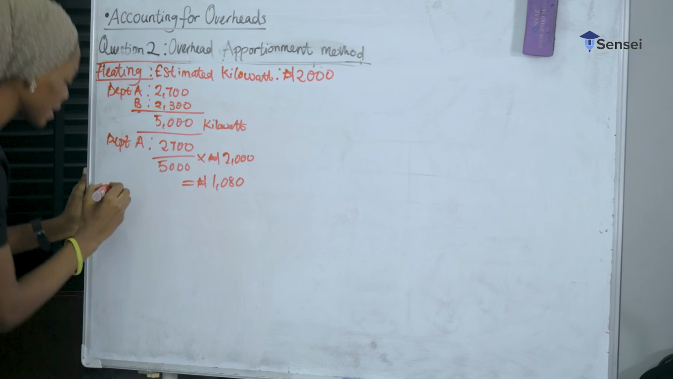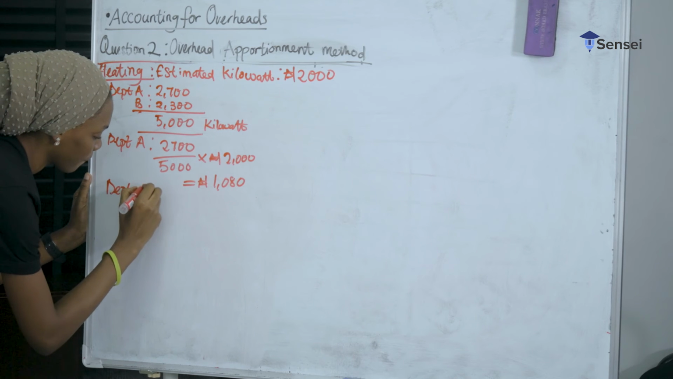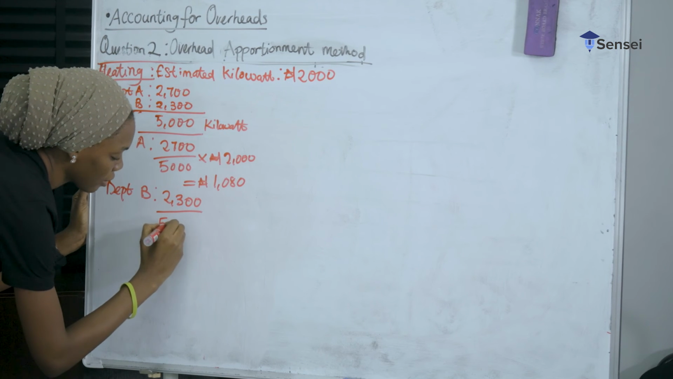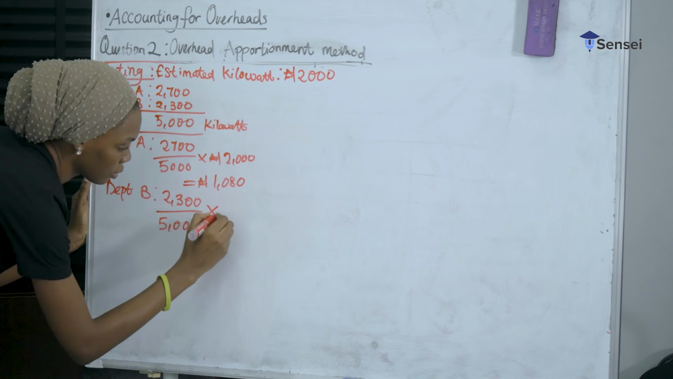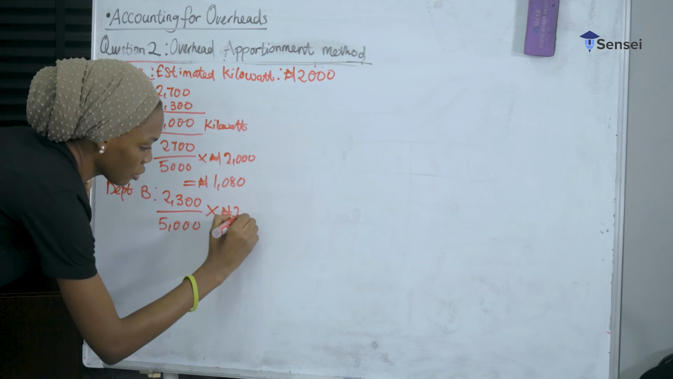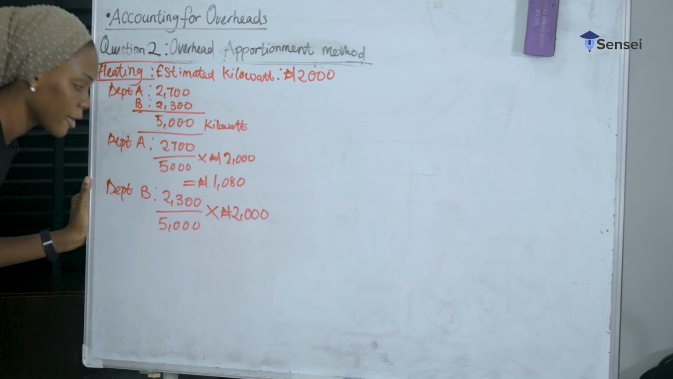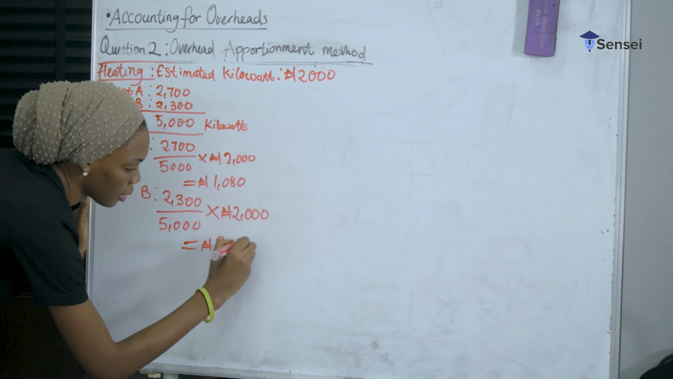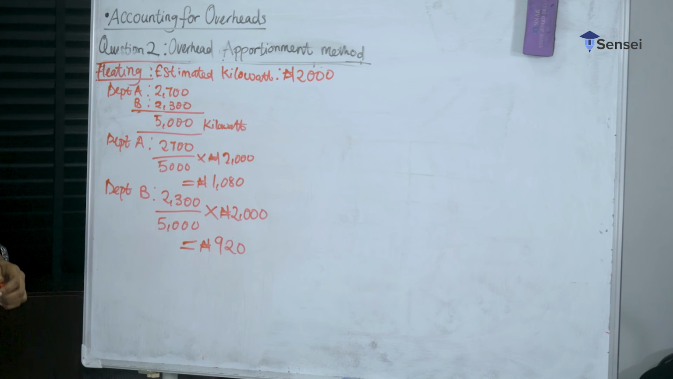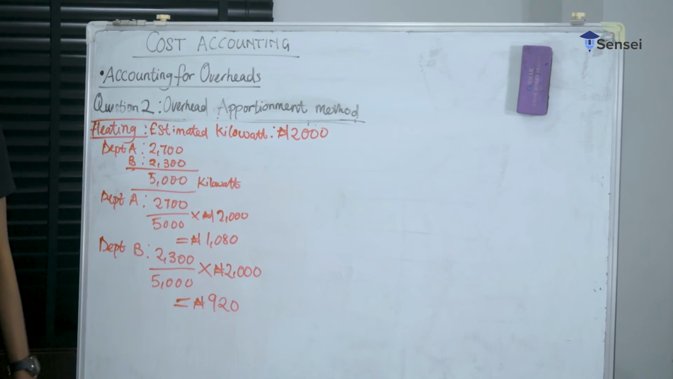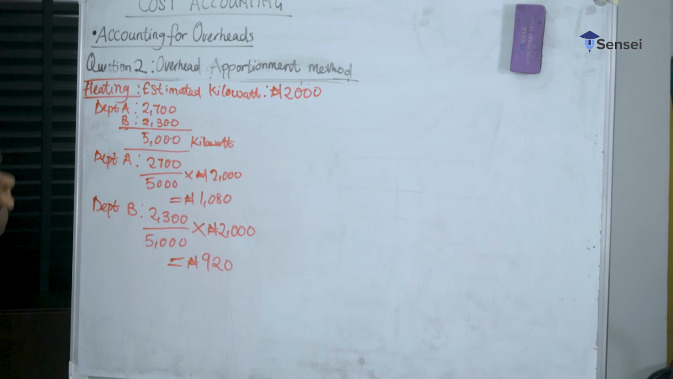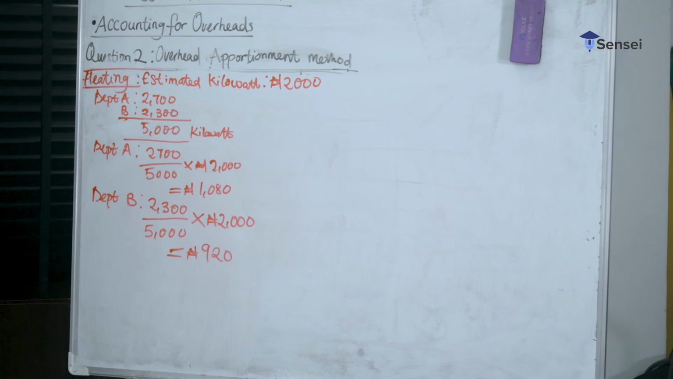Let's move on to the second department, that's Department B. We have 2,300 kilowatts by 5,000 kilowatts by 2,000 naira, which is the total overhead cost for heating in the organization, which gives us 920 naira. So this is how we arrive at 1,080 naira as the heating cost for Department A and 920 naira as the heating cost for Department B.